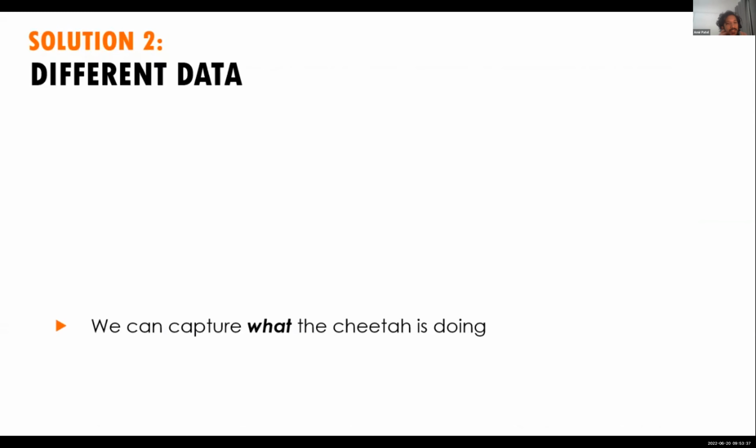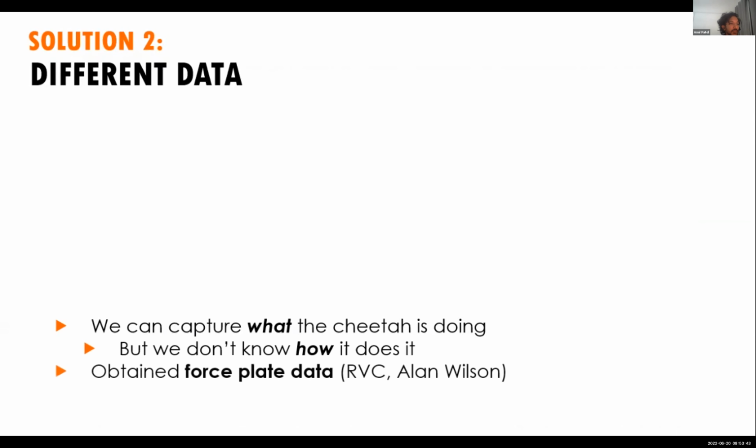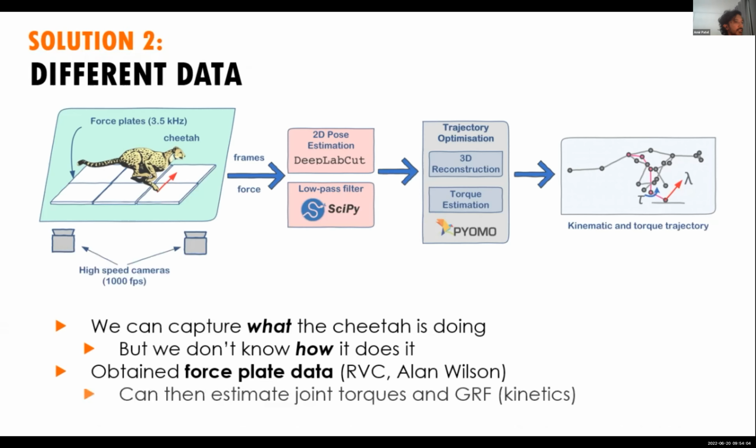What about different data? We can capture quite well, I think, what the cheetah is doing, but we still don't know how it does it. And a way to do that is to get force plate data. So we collaborated with Alan Wilson, who's at the Royal Veterinary College, and his former PhD student had tons of force plate and high-speed camera video footage. And using this information, we combined it with our trajectory estimation as well as with DeepLabCut. We could then estimate the torques and the forces exerted on the cheetah.